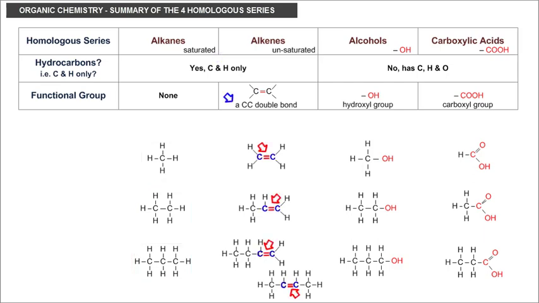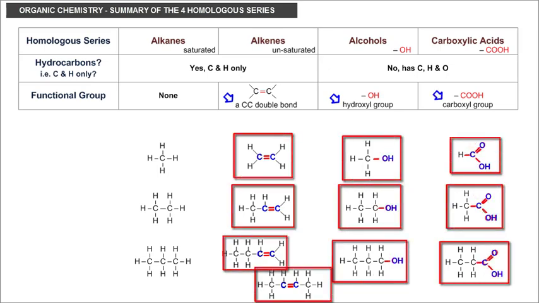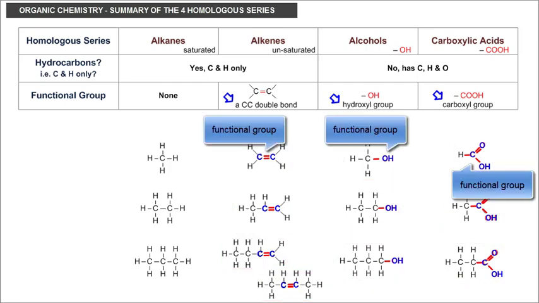The carbon-carbon double bond in alkenes, the OH group in alcohol, and the COOH group in carboxylic acids give the molecule to which it is part of a unique chemical and physical property, and that is why we call them the functional group of the respective series.